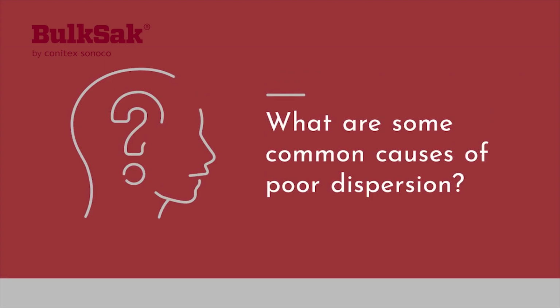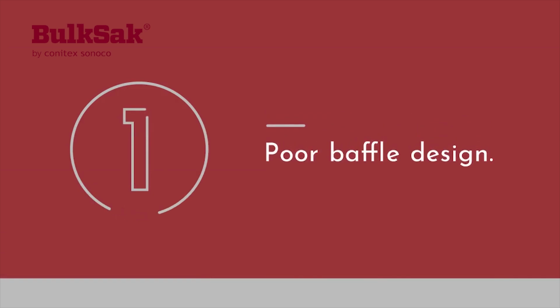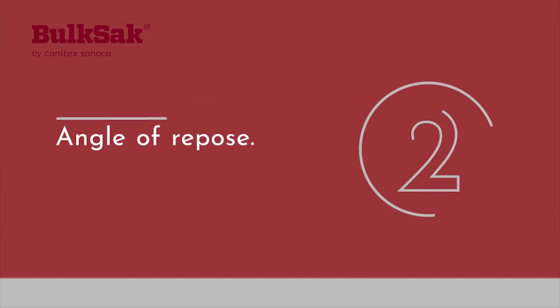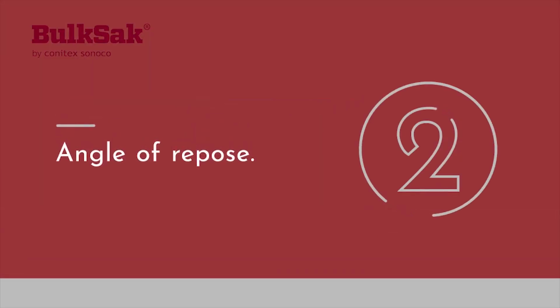What are some common causes of poor dispersion? The most common cause I have seen is when baffle bags are used. The baffles, which are usually used to help keep the bag square, also can stop the product from falling in the corners. Additionally, the angle of repose is also a common misunderstanding. This can be different depending on the product going into the bag. It is important to understand what this is for your various products.